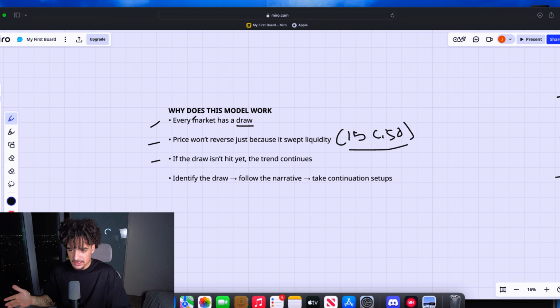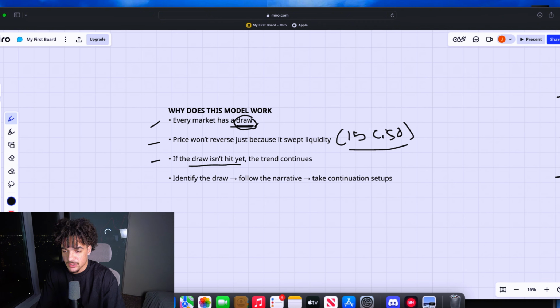If the draw hasn't hit yet, the trend continues. So with that 15-minute fair value gap, we know if our draw has not been hit yet, we're going to continue higher to take out that draw on liquidity, right? I feel like the common theme here is this 15-minute time frame is very, very powerful and very overlooked in a lot of people's models, especially people who trade ICT. So, if the draw hasn't hit yet, the trend is going to continue.